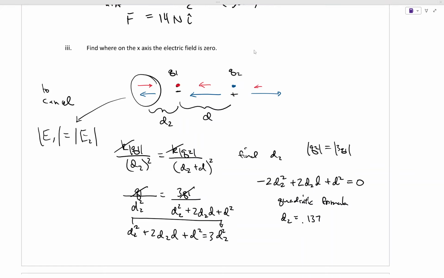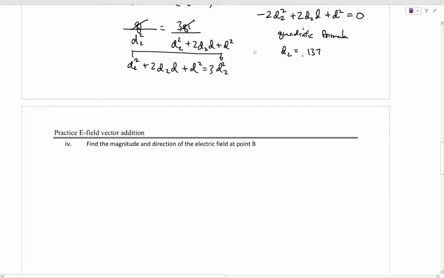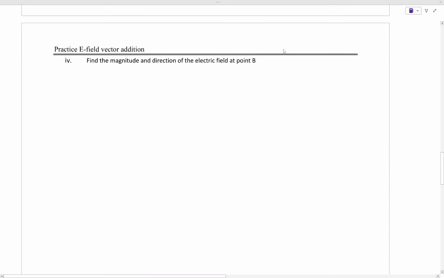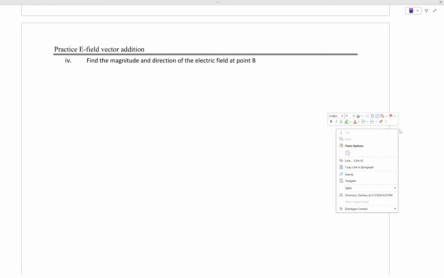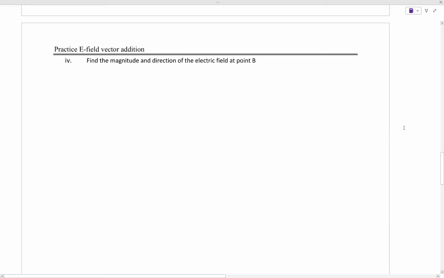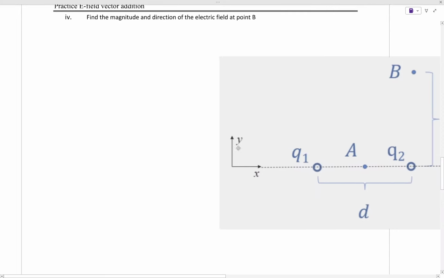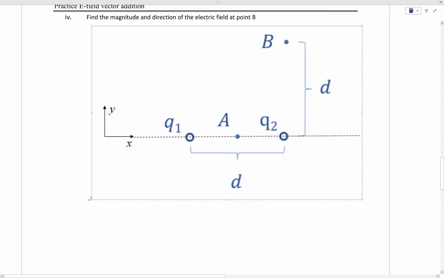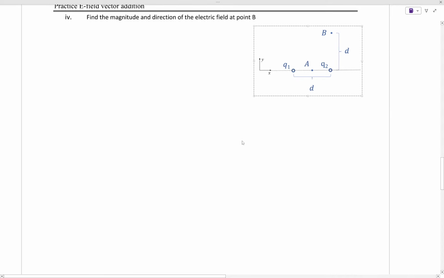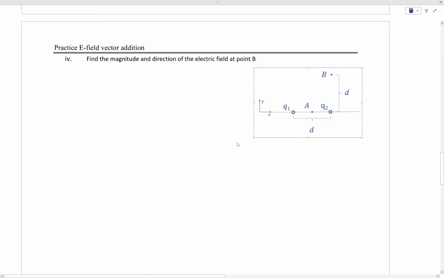Okay, so the next part of this is really the part that I wanted to focus on for you, because this will be vector addition in 2 dimensions, and this is the more complicated task. So let me paste our diagram from above in here so we can just have it for reference, because we're going to want it in this case.